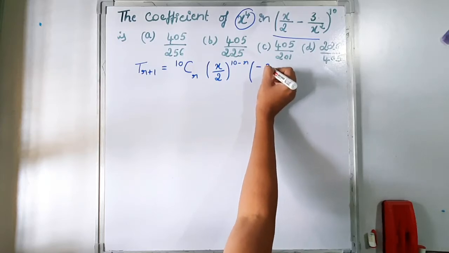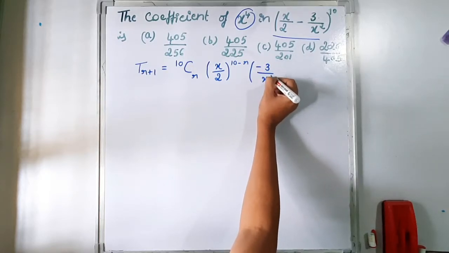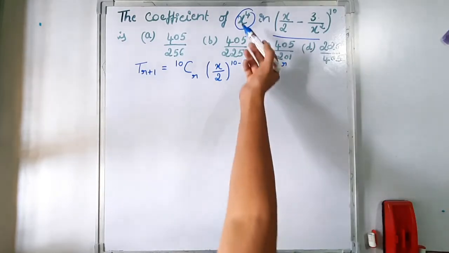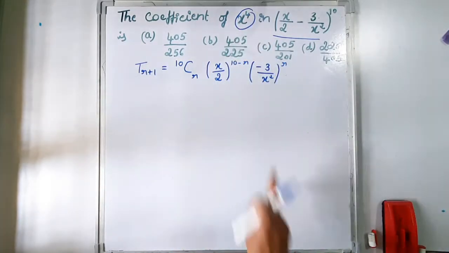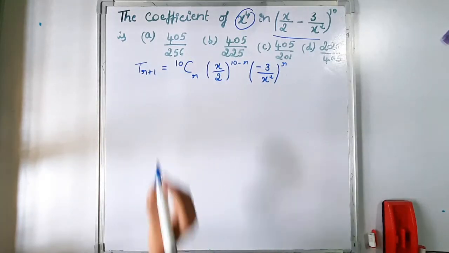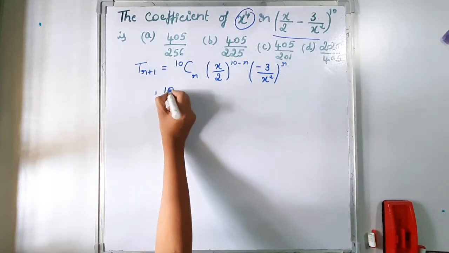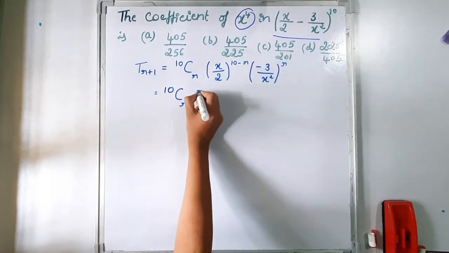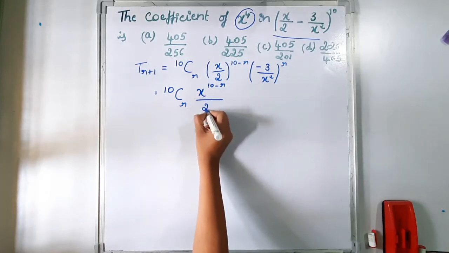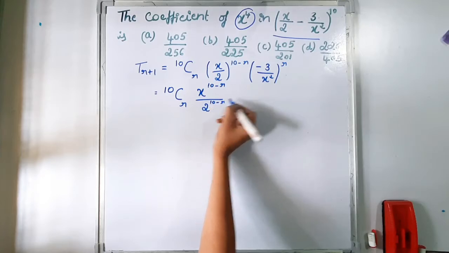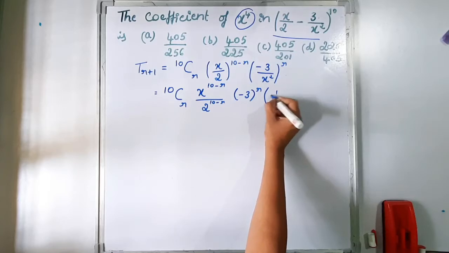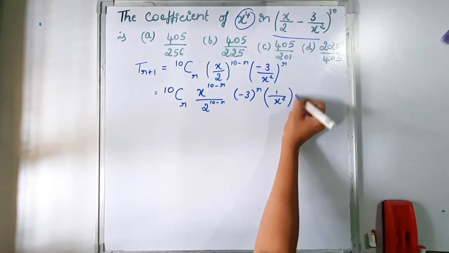So minus is important here. Minus 3 divided by x square whole to the power r. So we need the coefficient of x to the power 4. So for that, here two x's are there, so we'll collect the terms in x. So this is 10Cr, right? x to the power 10 minus r divided by 2 to the power 10 minus r, into this is minus 3 to the power r, and this will be 1 by x square whole to the power r.